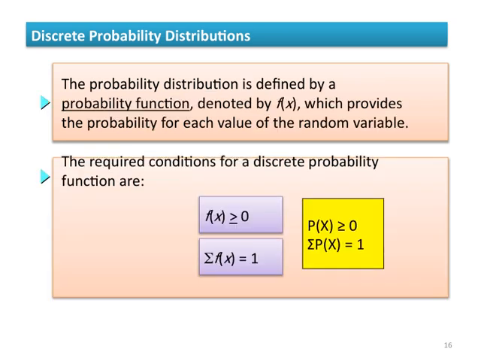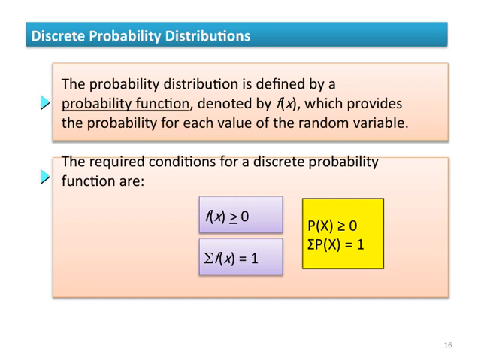Let's talk about discrete probability distributions. The core idea here is that the probability distribution is described by what's called a probability function, which we denote as f(x). This function essentially gives us the probability for each possible value that our random variable can take. It's like a map showing the likelihood of every outcome.